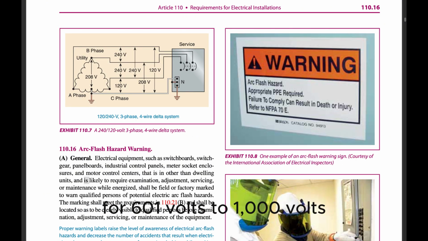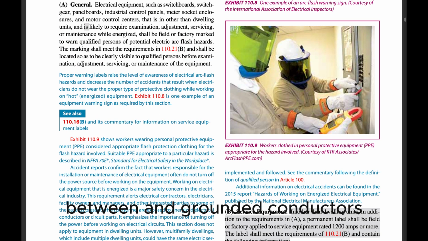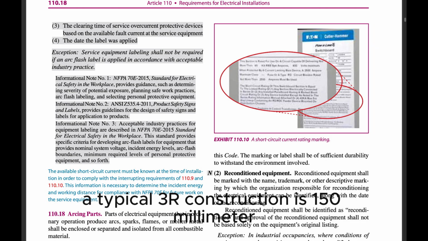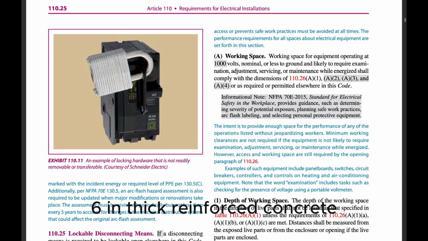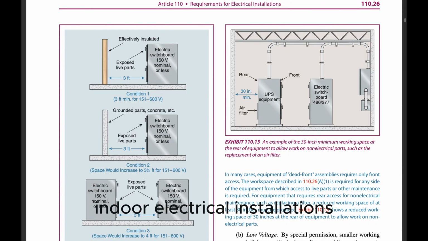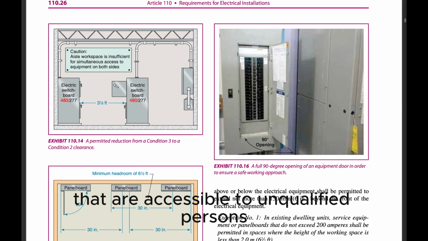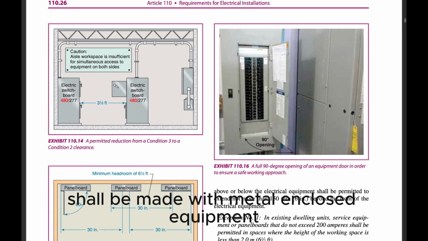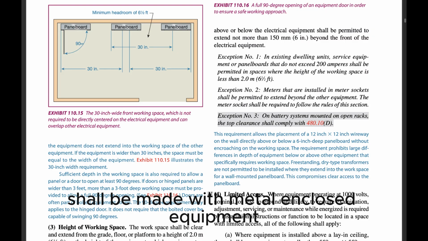For 601 volts to 1000 volts between conductors and grounded conductors. Informational note 2: a typical 3R construction is 150 mm (6 in.) thick reinforced concrete. B. Indoor installations. 1. In places accessible to unqualified persons. Indoor electrical installations that are accessible to unqualified persons shall be made with metal-enclosed equipment.